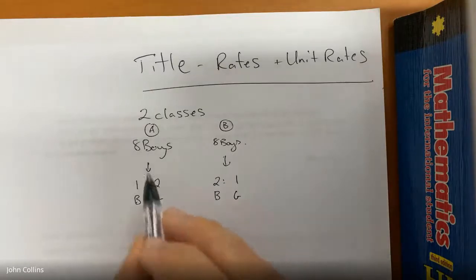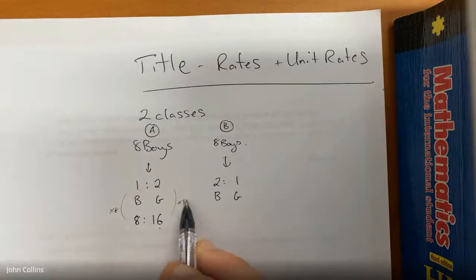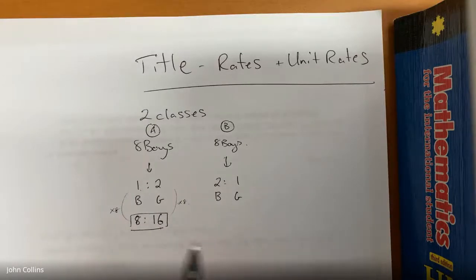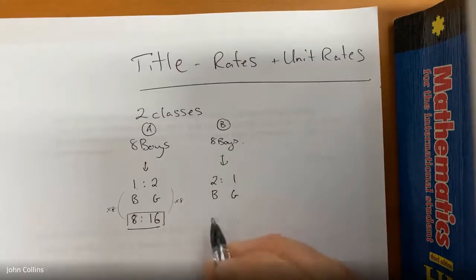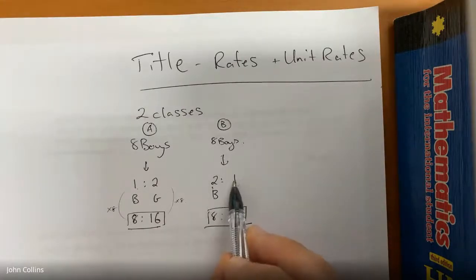Well, in this class, there's 8 boys. That's one part. Double that part will be 16. So 1 to 2 would be the same as 8 to 16. If you want, you can unsimplify by multiplying both sides by 8. So 8 to 16 would be that class. This class is slightly different. 8 boys, but there'll be half the amount of girls this time, 4 girls. 2 to 1, just twice as many boys.